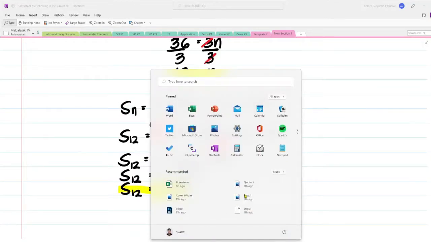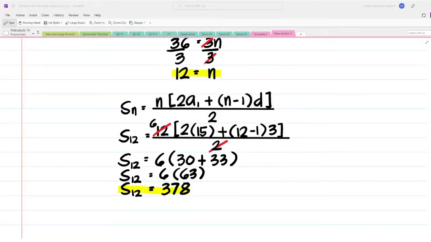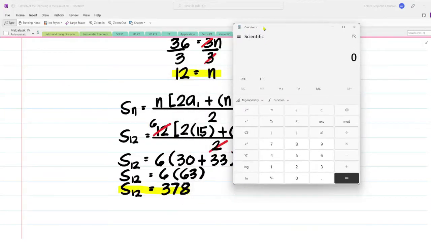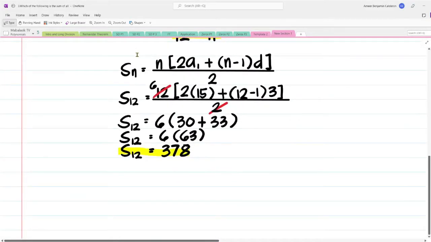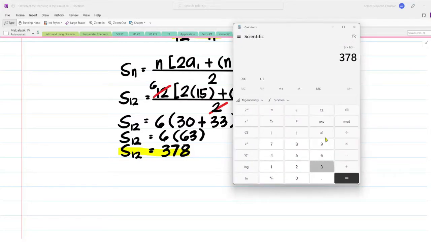So let me use my calculator. So we have 6 times 63 equals 378. So where is 378? That is right here. So obviously the solution is lengthy, ang haba. So what you want to do if sobrang haba nung solution is maybe you can use your calculators, no?